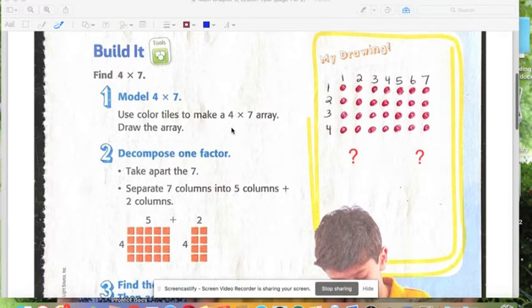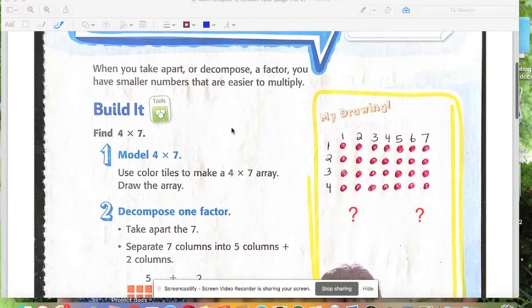4 times 7. Now, they're going to ask us to decompose, which I just taught you means to break apart. They want us to choose one of the factors to decompose. Why would anybody need to decompose or break apart a factor? Well, there are some numbers that they could give you. Let's say, what if this was a 14 instead of a 4?